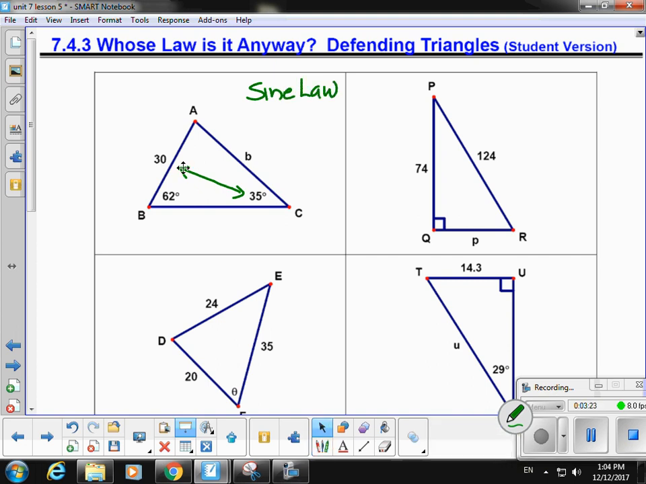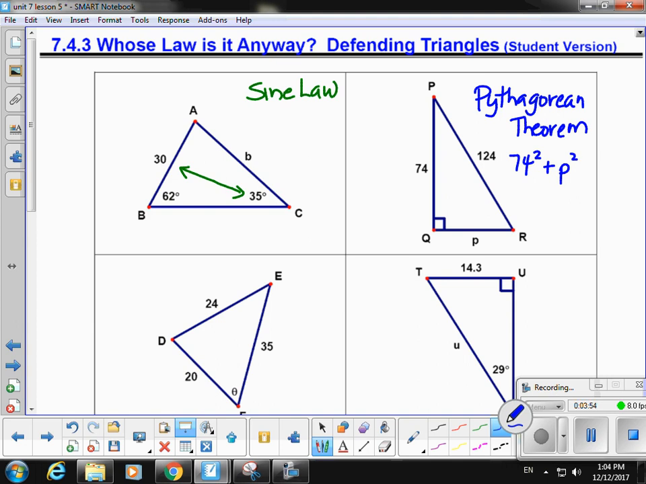Triangle on the top right. I have a right angle triangle. That means I could use Pythagorean theorem or SOHCAHTOA. For this one, I don't have any angles. I have 2 out of 3 sides, so Pythagorean theorem would be my best choice. Just remember, if you're going to use Pythagorean theorem on this one, you would have the 124 as your longest side. It would stand alone. So we would set it up as 74 squared plus p squared, so the 2 smallest sides, is 124 squared.